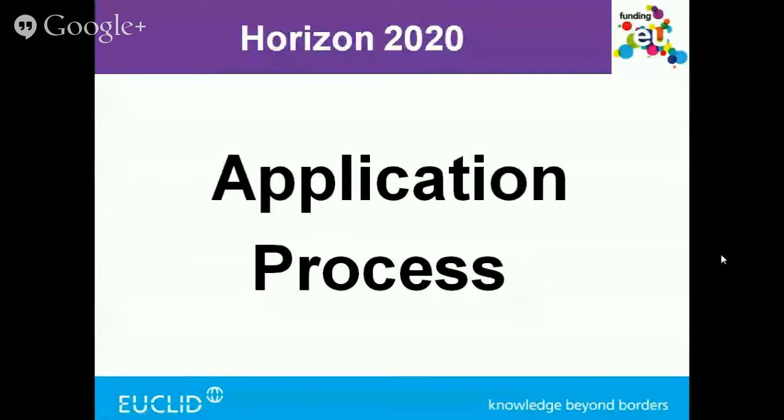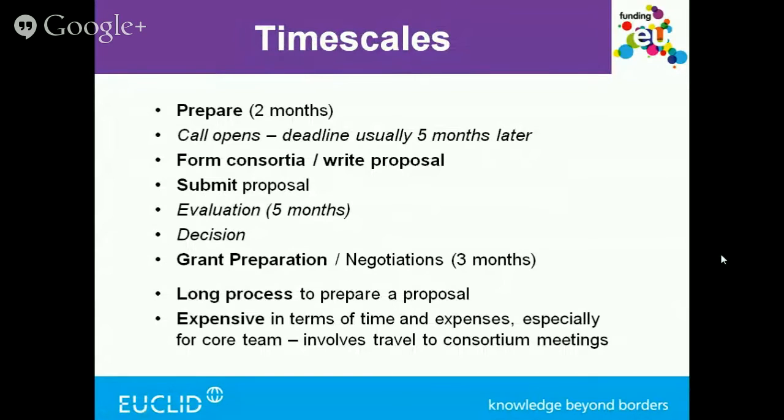Okay, application process. This is the summary. They suggest that it takes you about 2 months to prepare your application. Okay, the call will open and there'll be a deadline about 5 months later. You put together your partners, write your proposal, put it in. There is an evaluation process, which takes about 5 months altogether. There's a decision, and then there's a grant preparation and negotiation process. And that takes several months.